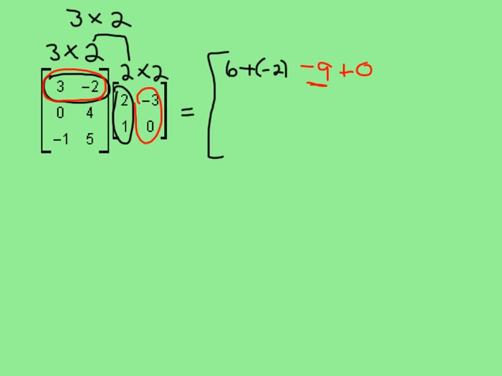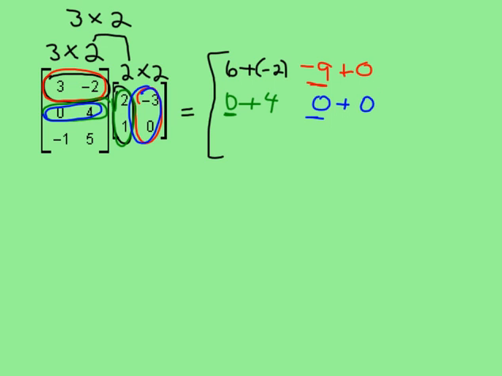Okay, now we're going to move down. Now I'm in row 2. So I'm going to go to row 2, and this first spot is in column 1. So I'm going to take these two together. 0 times 2 is 0. 4 times 1 is plus 4. Okay, now we move over to this spot here, still in row 2, but now we move over to column 2. 0 times negative 3 is 0, plus 4 times 0 is 0.